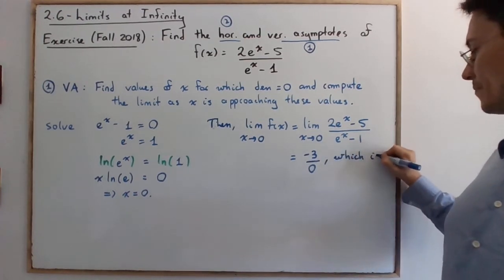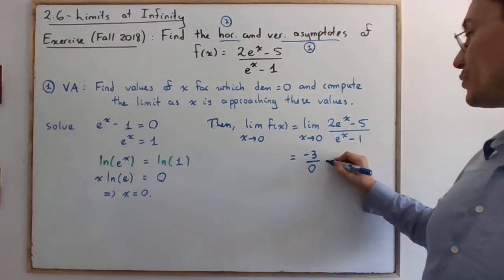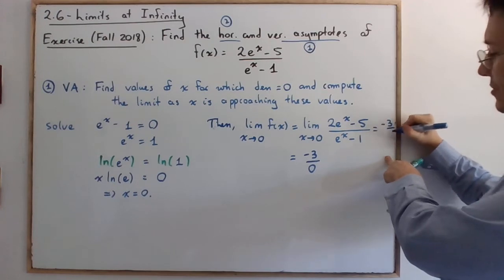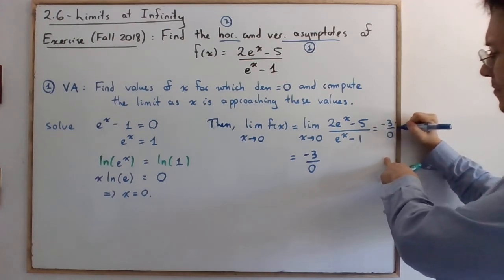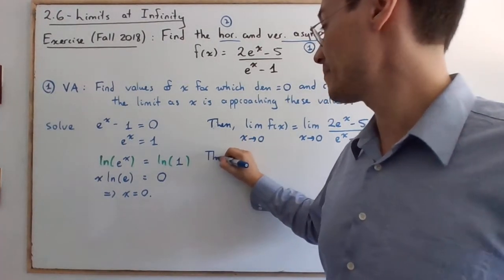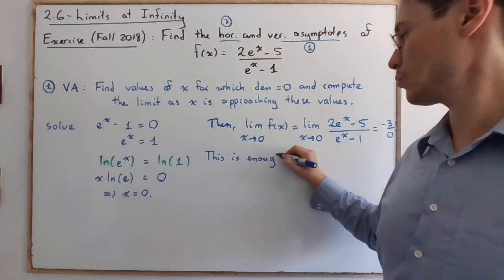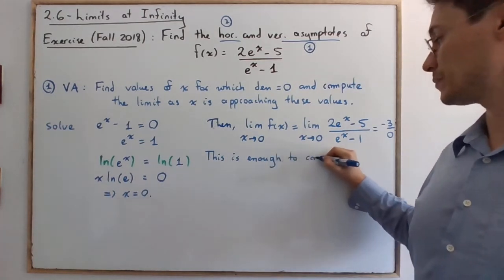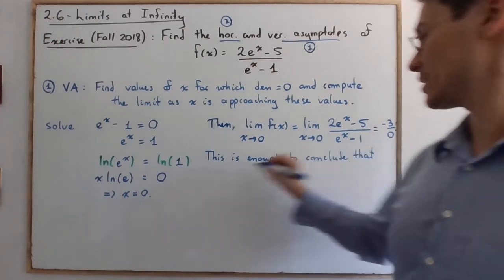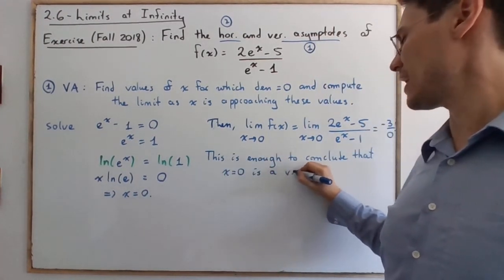I'll put the negative 3 over 0 here, so that gives me more space, and I will just say this is enough to conclude that x equals 0 is a vertical asymptote.